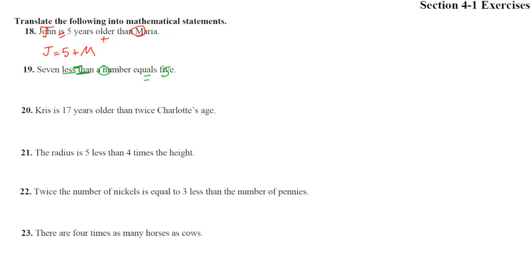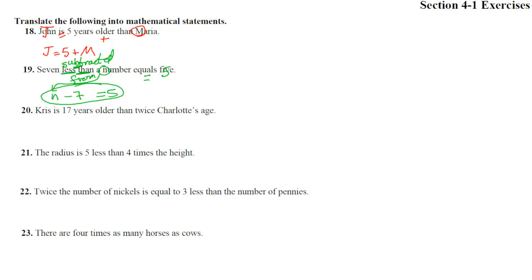Remember, this one has less than. Actually means subtracted from. That's important to note. 7 less than a number, like 7 less than 20, you don't take 7 minus 20, you take 20 minus 7. So we got to make sure this guy goes over here, n, and 7 less than that means we subtract 7 from the n, and that equals the number 5. So that will be our answer on that one.